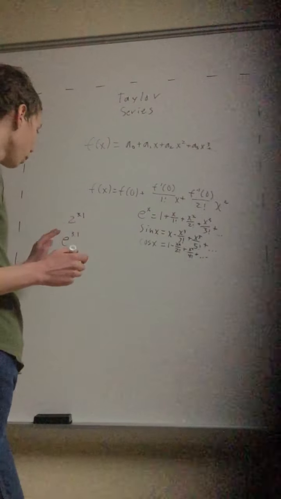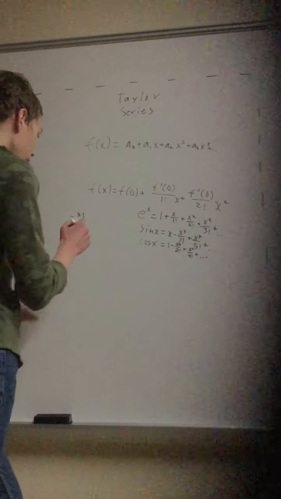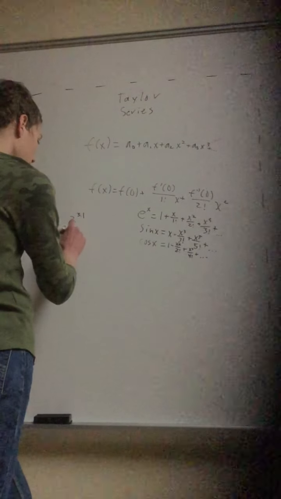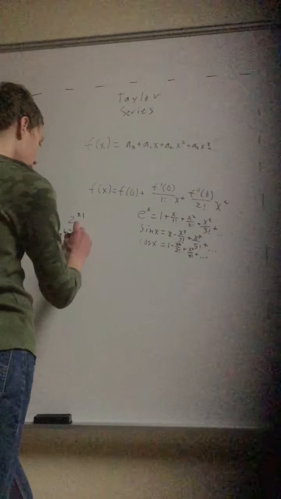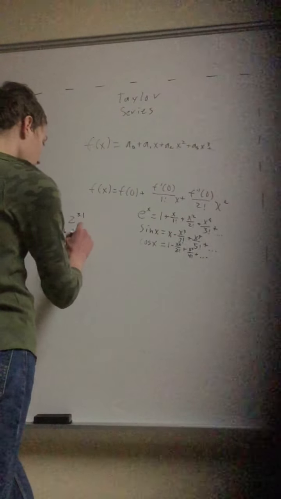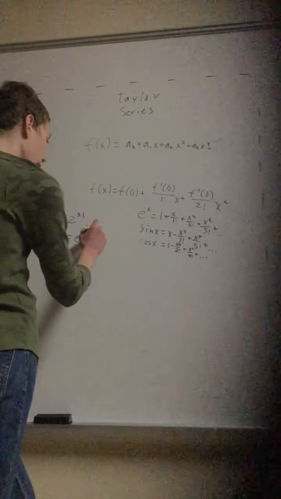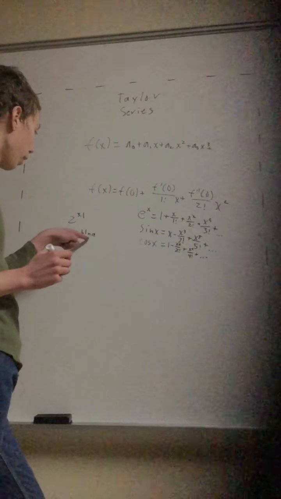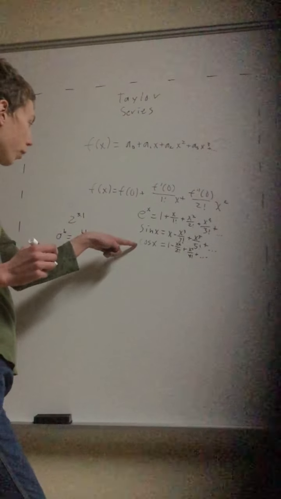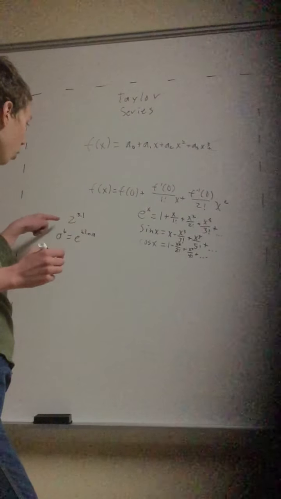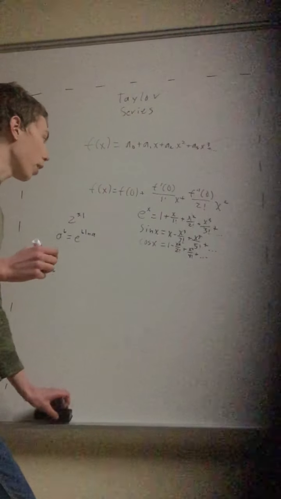Well, what about 2 to the power of 3.1? It turns out, we're not going to prove it, but anything a to the power of b is equal to e to the b natural log a, and you still have to figure out how to find the natural log of a, but there's a Taylor series for that too. And if we plug it all in, we can find out what 2 to the power of 3.1 is.